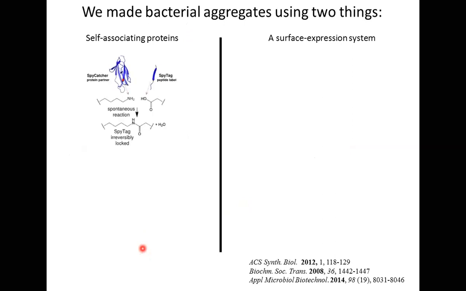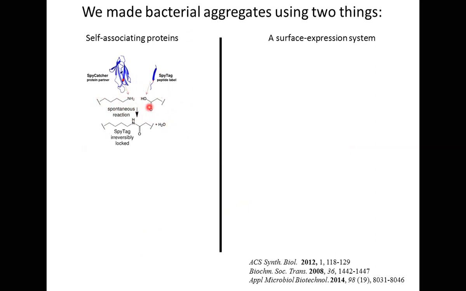So to make our aggregates, we used two things. We used self-associating proteins and a method by which we could get those self-associating proteins onto the surface of a bacterium. The self-associating proteins we used were this pair known as SpyTag and SpyCatcher. So this is the side chain of a lysine residue, and it is binding covalently, which is to say, for those of you who are not chemists, permanently, effectively, with an aspartic acid.